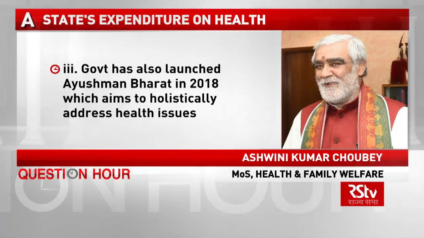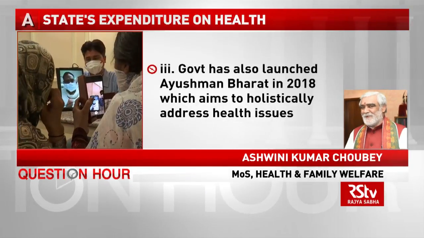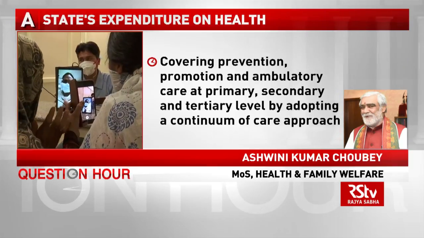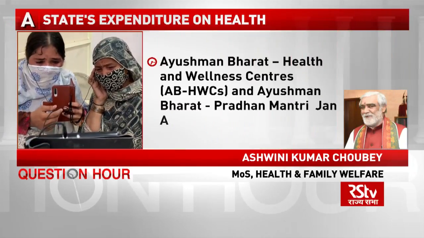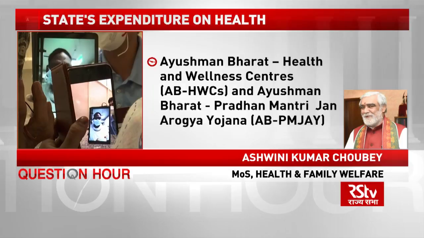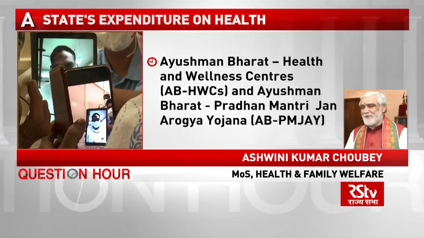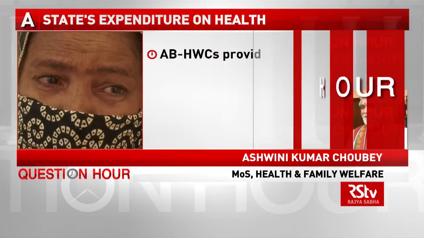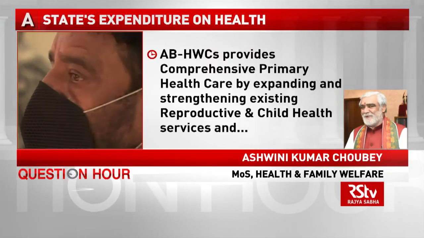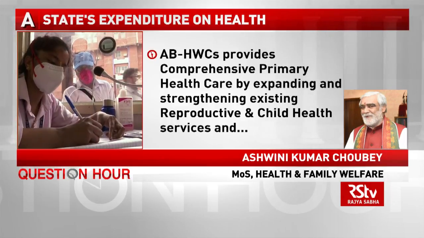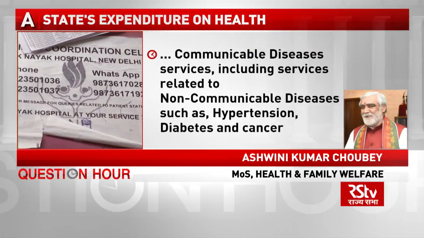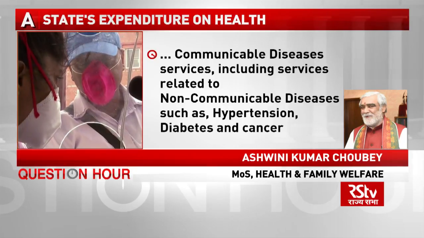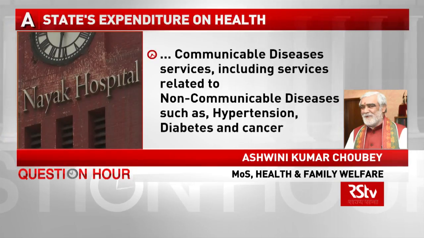The government has already launched Ayushman Bharat in 2018, which aims to holistically address health, covering prevention, promotion and ambulatory care at primary, secondary and tertiary levels by adopting a continuum of care approach. It has two components: Ayushman Bharat Health and Wellness Centres, and Ayushman Bharat Pradhan Mantri Jan Arogya Yojana. The Health and Wellness Centres provide comprehensive primary health care by expanding and strengthening the existing reproductive, child health and communicable disease services, by including services related to non-communicable diseases such as hypertension, diabetes, and common cancers of the oral cavity, breast and cervix.